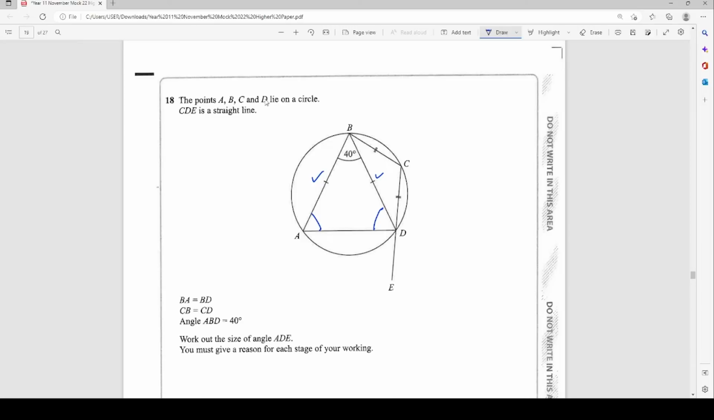So points A, B, C, D are on the line. CD is a straight line. It means that this angle would be 180 degrees, because if it was not given, we can't assume that this is a straight line because it's not to scale.